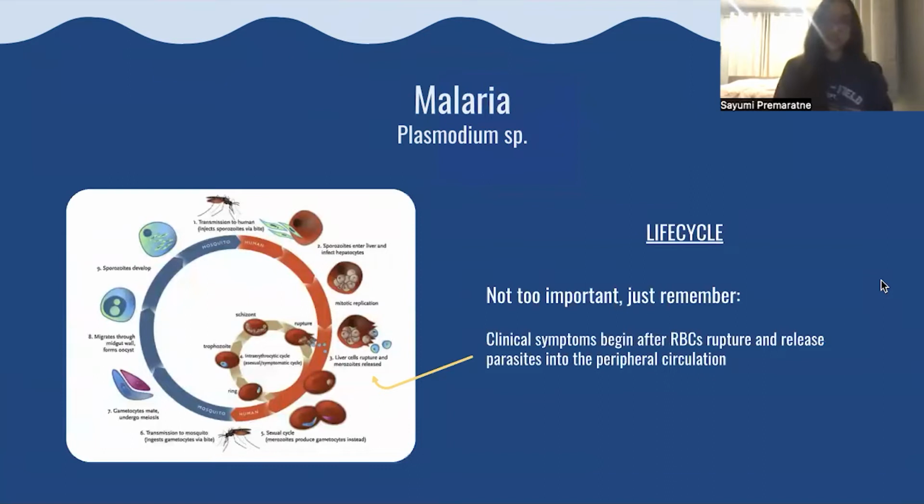In terms of the life cycle of malaria, it's not very important to know the details, but I think a key step was the fact that the clinical symptoms that you see are going to start after that step that the arrow is pointing to. So that's when, after the red blood cells rupture, they will release parasites into your circulation, and that's when you start to see things like anemia and fever.